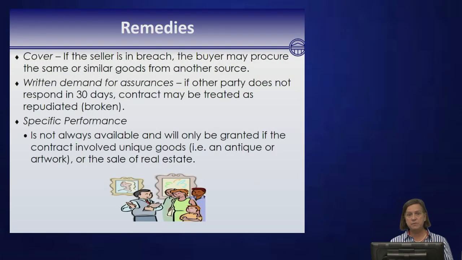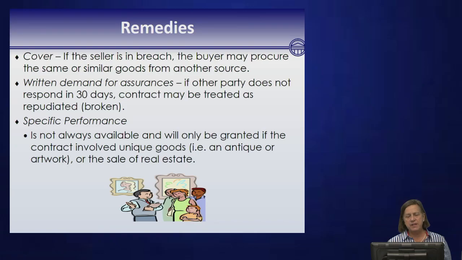Some remedies. What if there's been a breach of contract? One remedy is called cover. So if a seller is in breach of contract, the buyer may procure the same or similar goods from another source. We call that cover. And then sue for the difference in price.